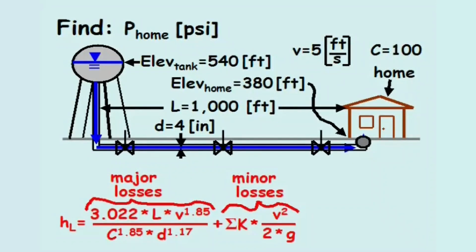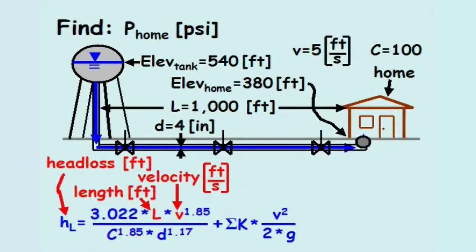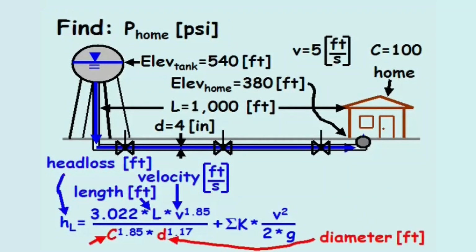The head loss is a combination of the major losses along the pipeline wall plus the minor losses caused by the fittings, valves, meters, and other appurtenances. For this version of the Hazen-Williams major head loss equation, the head loss is in feet, the length of the pipe is in feet, the velocity is in feet per second, the friction coefficient is unitless, and the diameter is in feet.